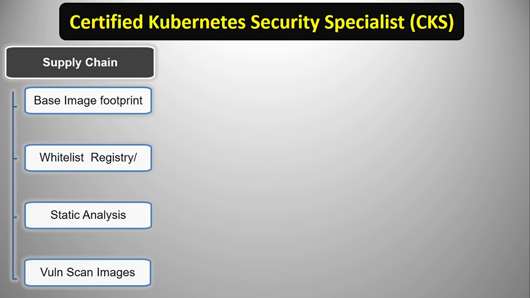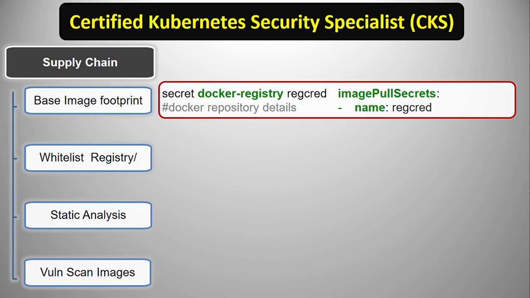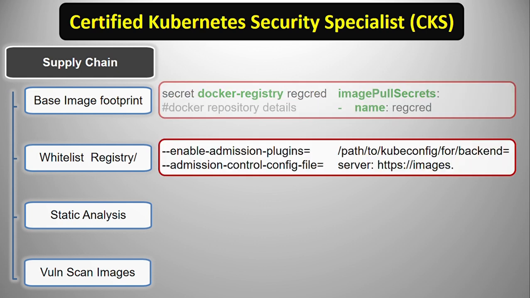If we want to use a private Docker repository for images, we first have to define the secret through the command shown on the screen, and then implement it on the pod through the imagePullSecrets field by specifying the particular secret. Whitelisting of registry and images can be performed through ImagePolicyWebhook, where you first define the configuration file, then the config file and webhook server. Then implement a few settings on the Kube API server through admission plugins and the configuration file.